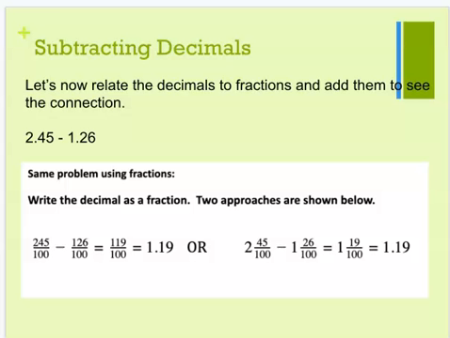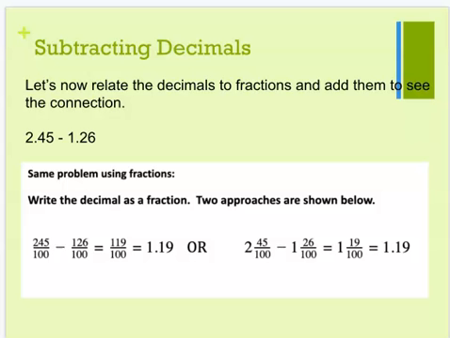We can do the same thing with subtracting, relating it to fractions. So if we write 245 hundredths minus 126 hundredths, we would get 119 hundredths, or 1 and 19 hundredths as a decimal. Or we could use our mixed numbers. 2 and 45 hundredths minus 1 and 26 hundredths equals 1 and 19 hundredths. So you can do it either way.